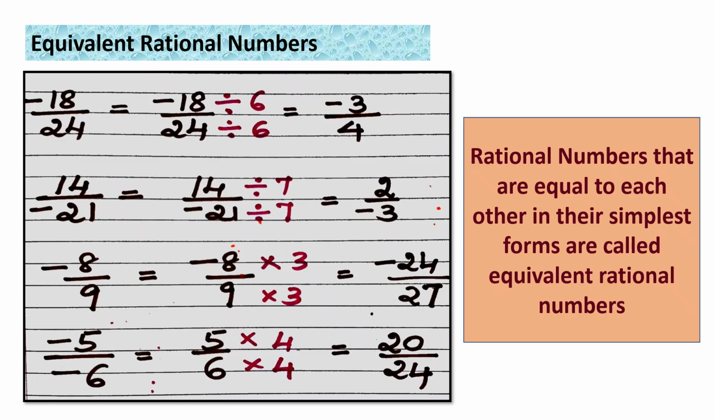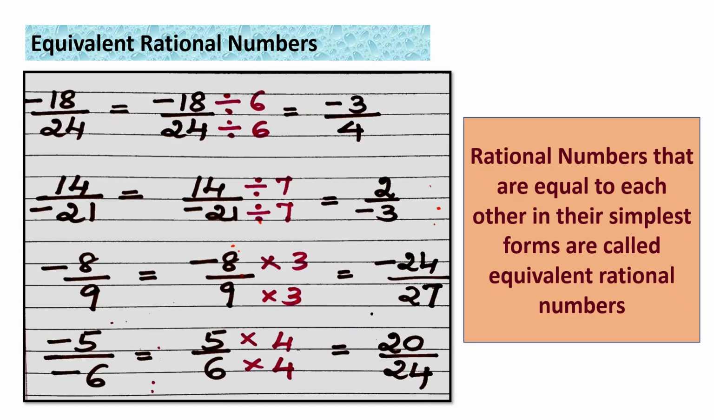Next example, minus 8 by 9, when multiplied with 3 each to numerator and denominator, we get minus 24 by 27. This is equivalent to minus 8 by 9. And we started with the simplest form and we reached at the higher order rational number. Consider the last example, minus 5 by minus 6, which is a positive rational, as both numerator and denominator are negative, they get cancelled and we get 5 by 6 as the rational number.